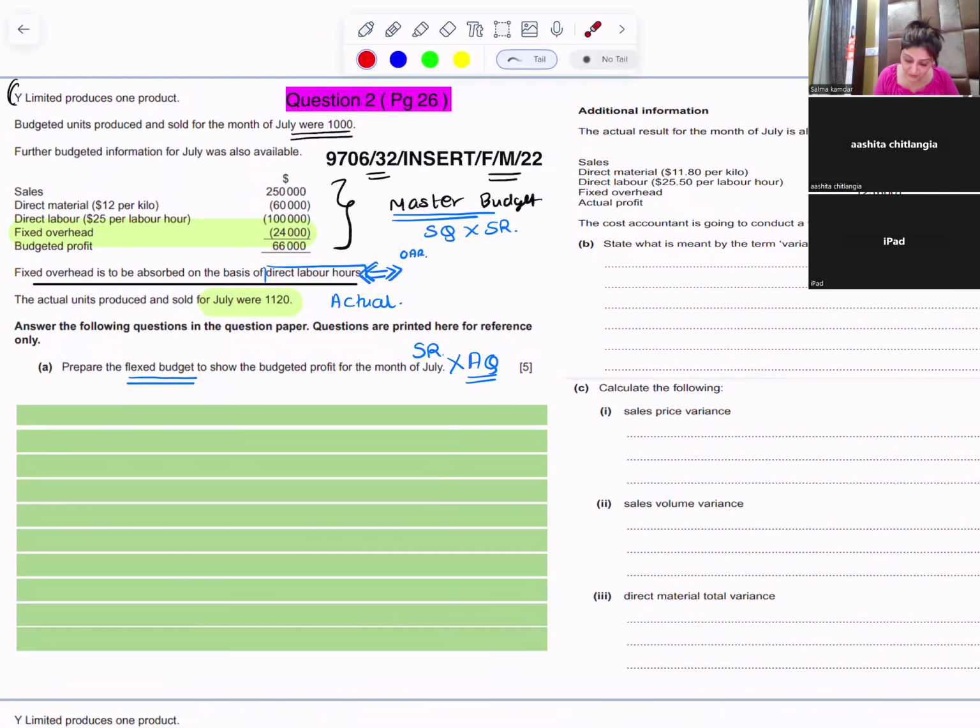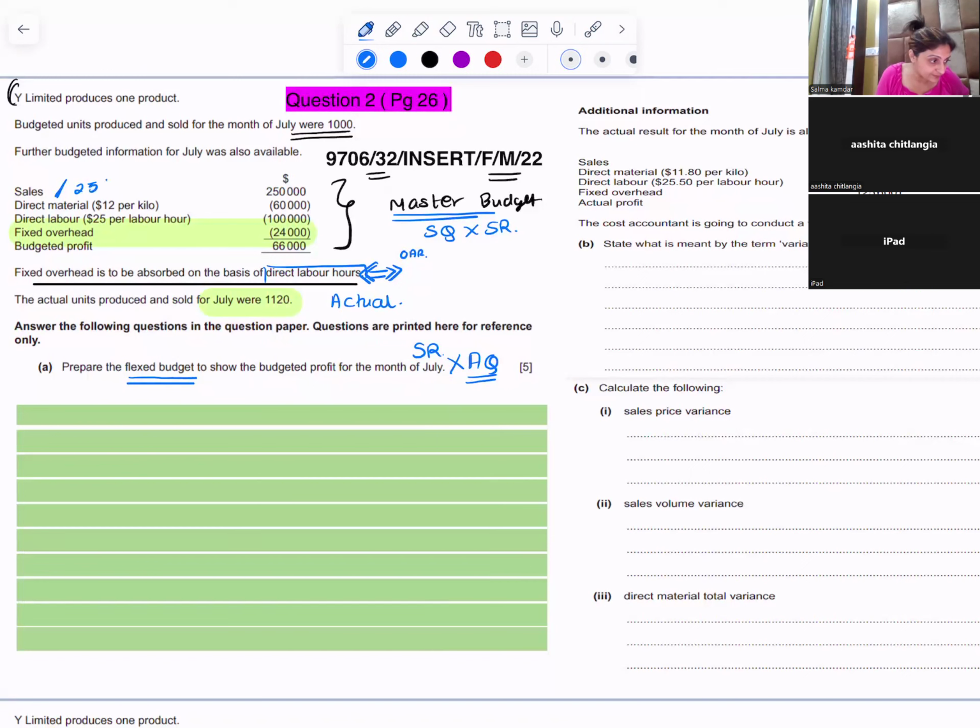Standard rate for material is $12. Standard rate for labor is $25. Can you give me the standard rate for sales? I have to do 250,000 divided by 1120. Why 1120? Because that's the actual quantity. I first want the standard rate. Oh, then you have to divide that by 1,000. Standard rate I want. This is the total that is given, right? To get the standard rate, I will have to find out by dividing with the standard quantity. So the standard rate is how much?